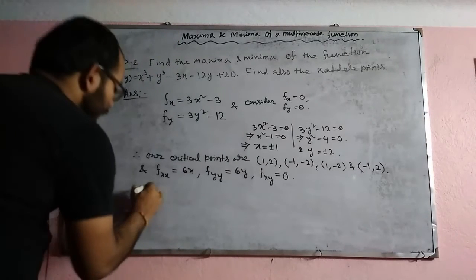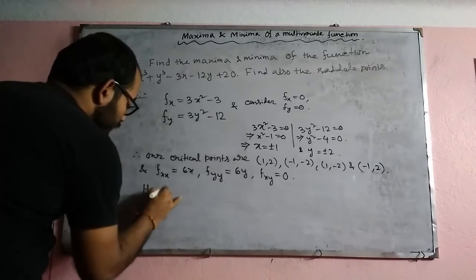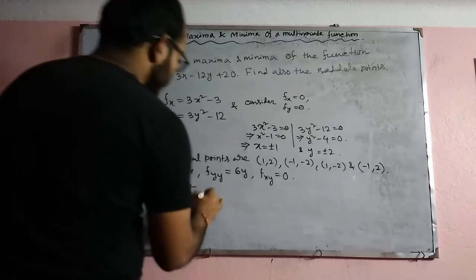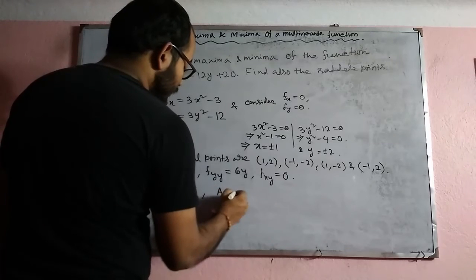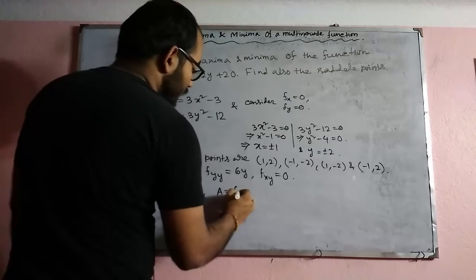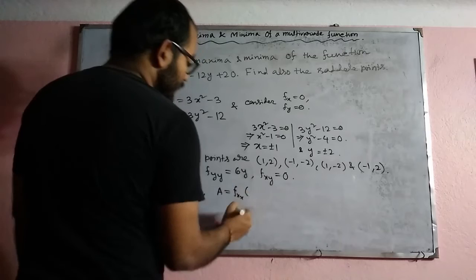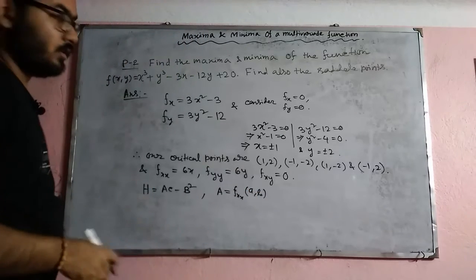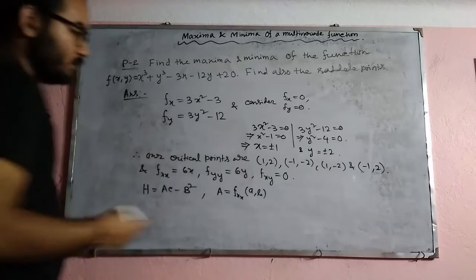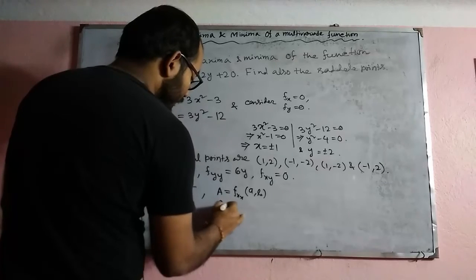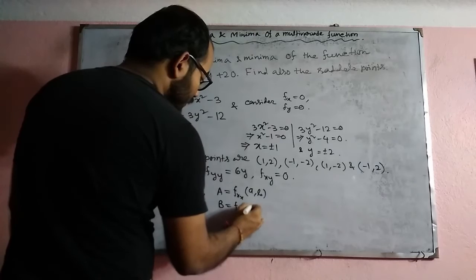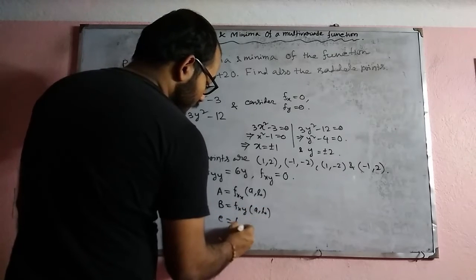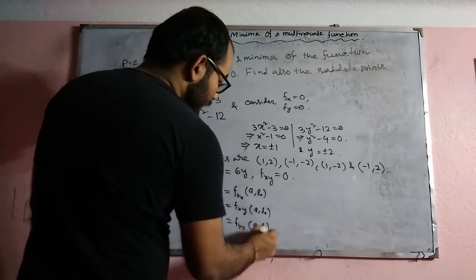Now we have to determine h. What is h? h is equal to AC minus b square. And what are A, C and B? A is equal to f of xx at the point a comma b, where a comma b means the critical point. B is f of xy at a comma b and C is f of yy at a comma b. Okay.